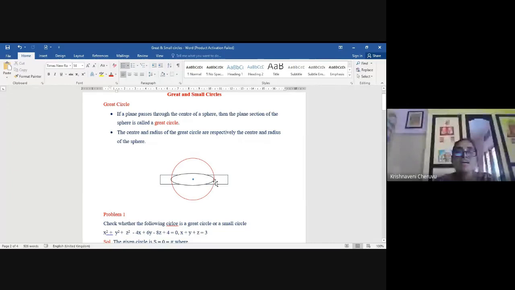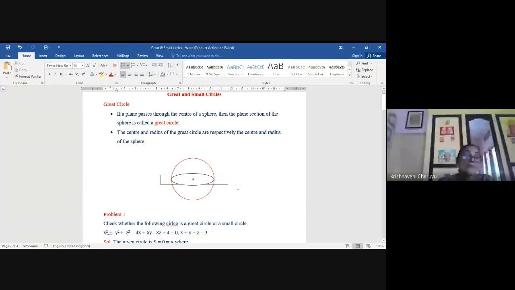But here if you see, the center of the sphere and the center of the circle are the same. Moreover, the center of the sphere is lying on the plane. That's why this circle is a great circle. When a sphere and a plane intersect, you will get a circle. That circle is either a great circle or a small circle. This is a great circle because the center and radius of the sphere are the same as the center and radius of the circle, and moreover the center of the sphere is lying on the plane.